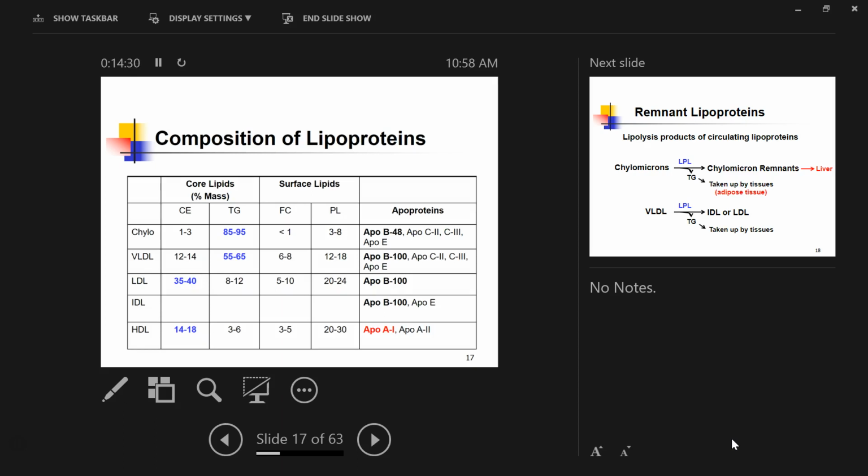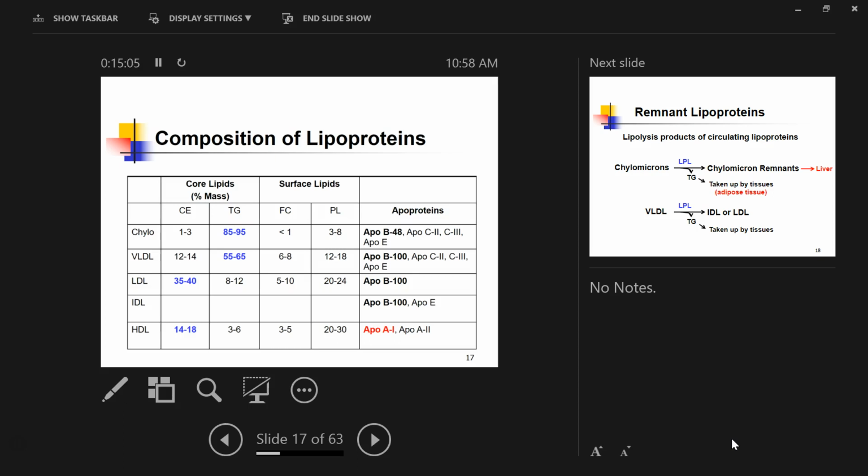Okay, so here's a table that summarizes the different types of apoproteins and their composition. What type of lipids are present in the core of each lipoprotein, and what is the percentage, how much of the lipids are present in the different types of lipoproteins, and also the surface lipids and apoproteins. What type of apoprotein is present in different types of lipoproteins.